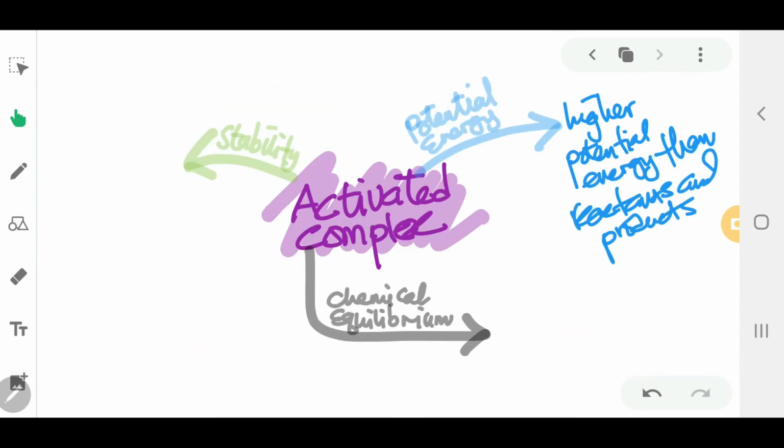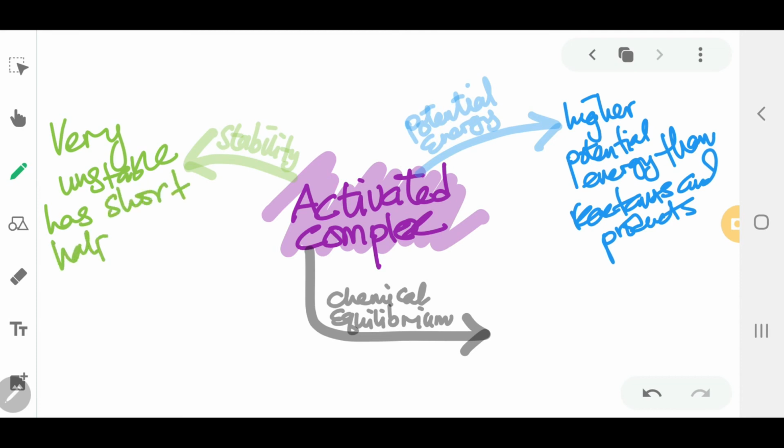Okay, and then what about stability? For stability, it's going to be slightly different now. The activated complex is very unstable, and thus it has a short half-life. So the activated complex is very unstable. It has a short half-life.